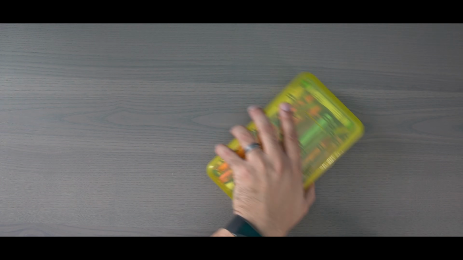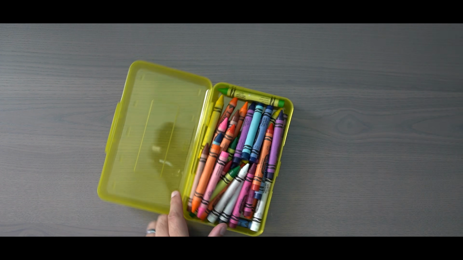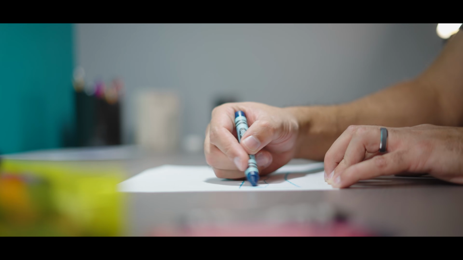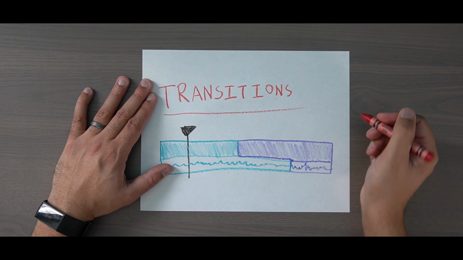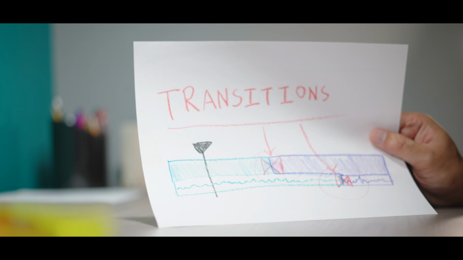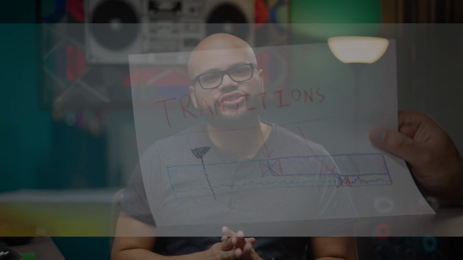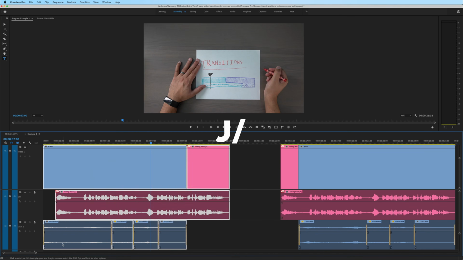Transitions. They're a part of every editor's visual storytelling toolkit. How and where you make edits to the footage will affect your viewer's experience with the video. What you just saw was the difference between a J and L cut.